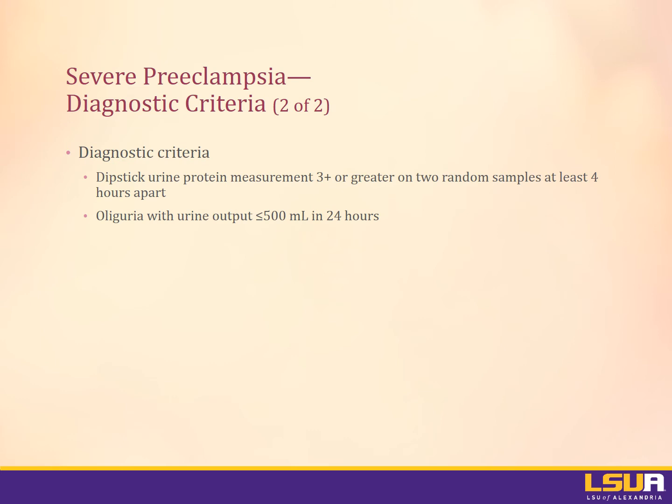Dipstick measurement, that would be 3 plus or greater on 2 random samples that are collected at least 4 hours apart. And she may have oliguria. Her urine output is less than 500 mils over a 24-hour period.